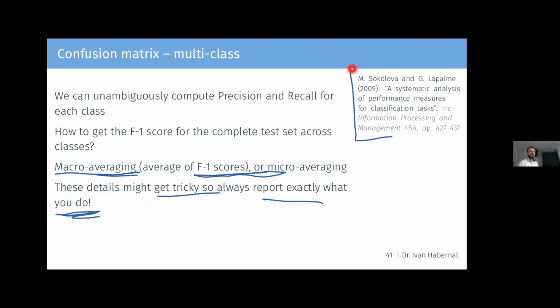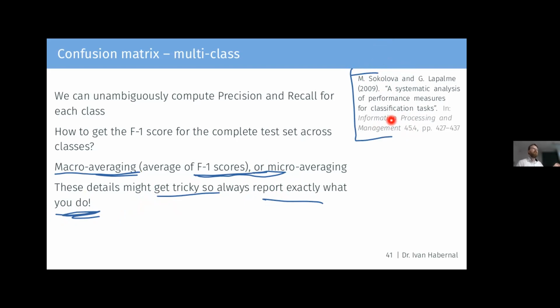I recommend this paper. If you're interested in more, like how tricky this could be, have a look at this paper, because all these tiny details make a difference whether you have accuracy, or micro F1 score, of 80 or 85 or 90. Make sure you're comparing apples to apples. Okay, so this is the evaluation. Any questions so far?